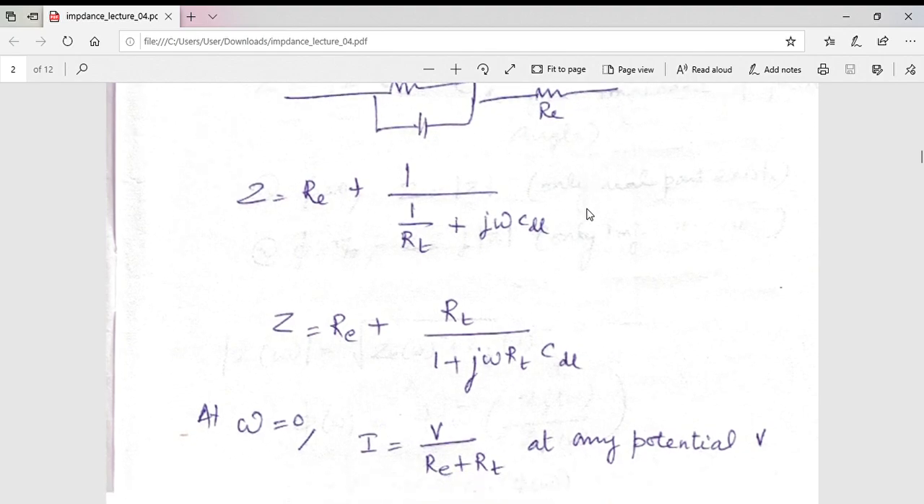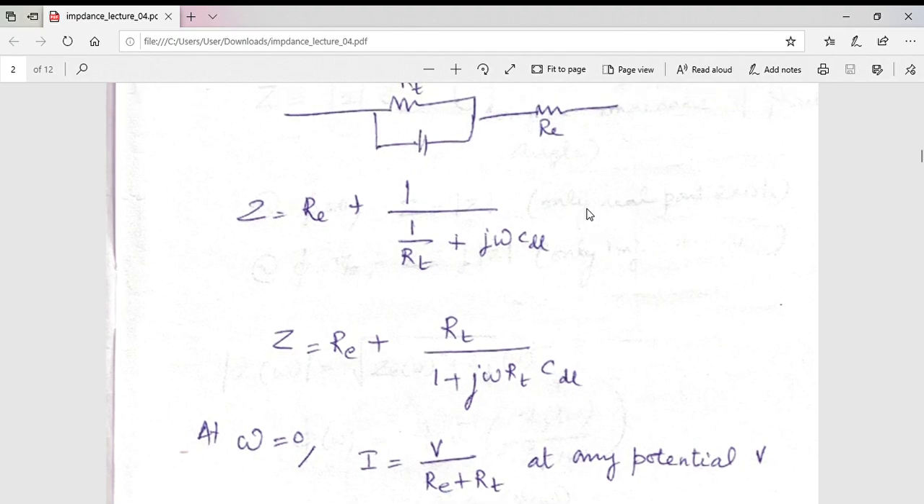Suppose you go to a very high frequency. Before that, when the frequency is 0, there is no AC component, only the DC component, so the current goes through this. When the frequency is very high, this will act like a short for the AC component. That means the AC current, which is a result of a change in the amplitude of the voltage, will pass through this, but the DC current will continue to pass through this.